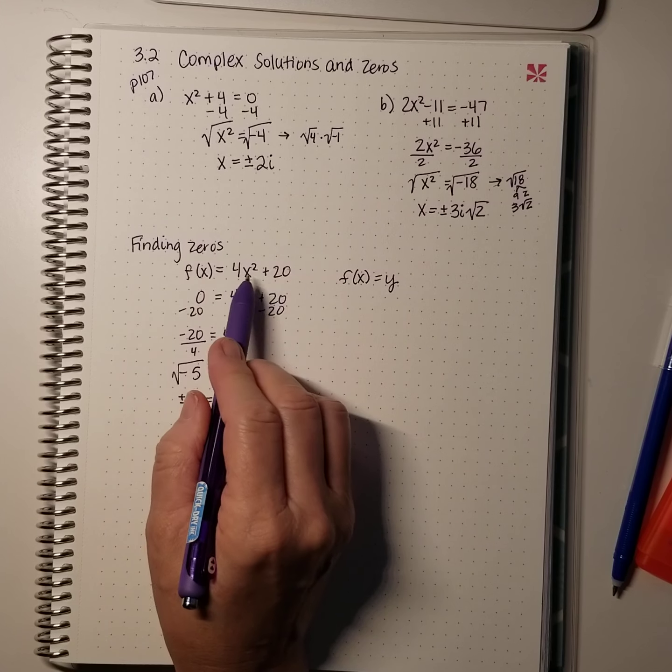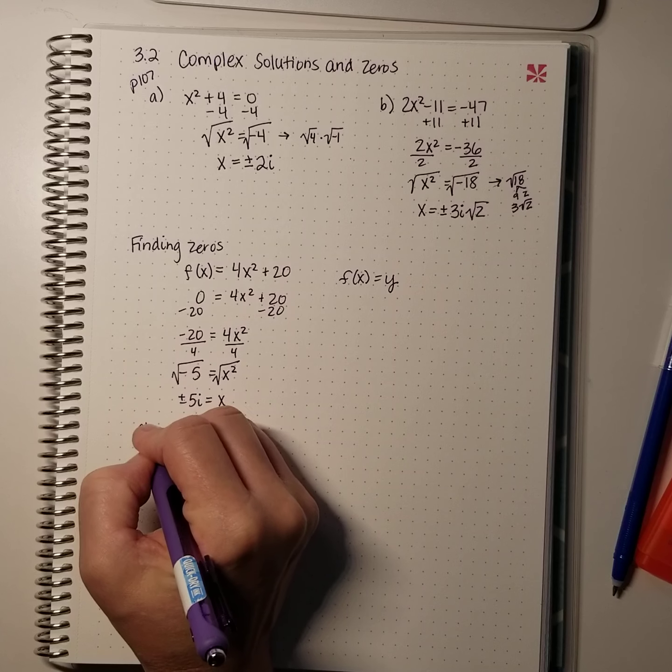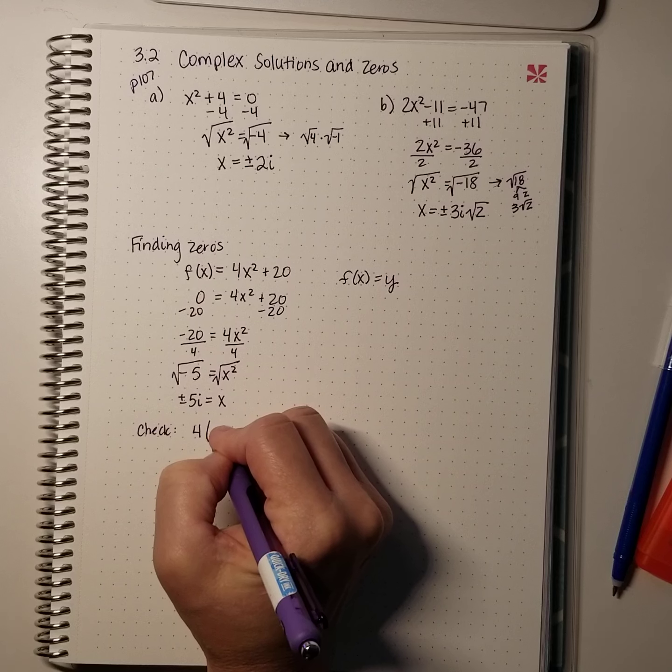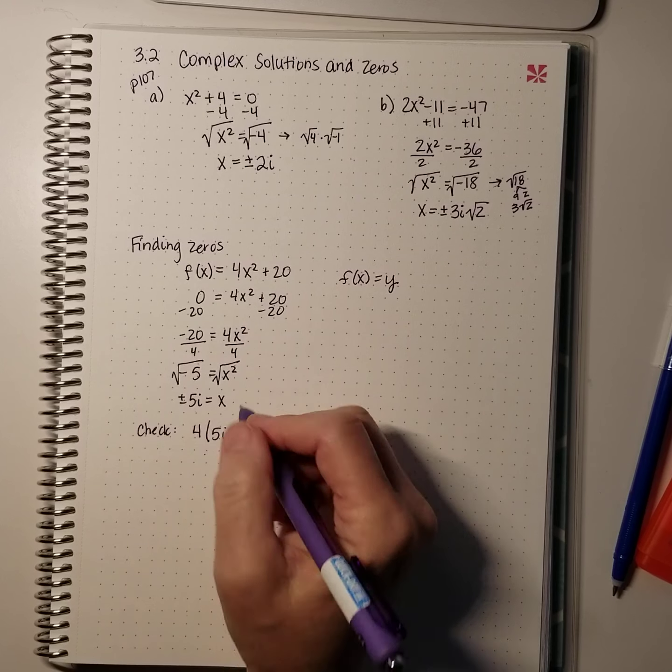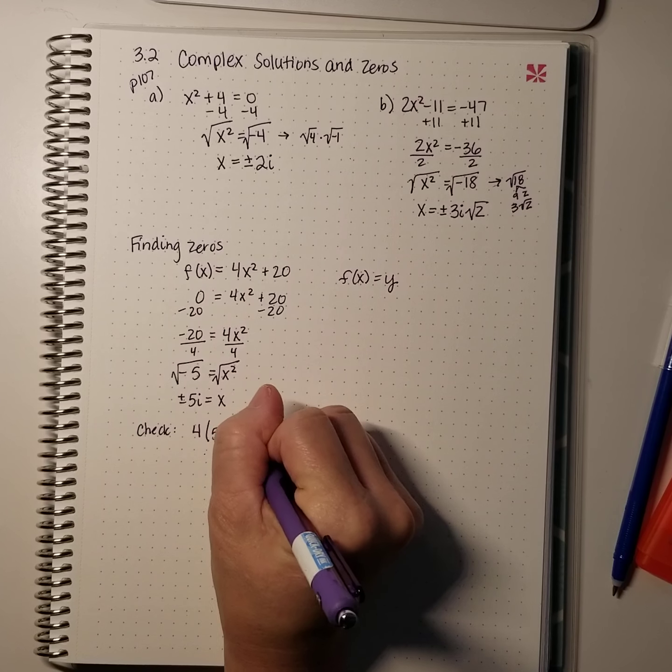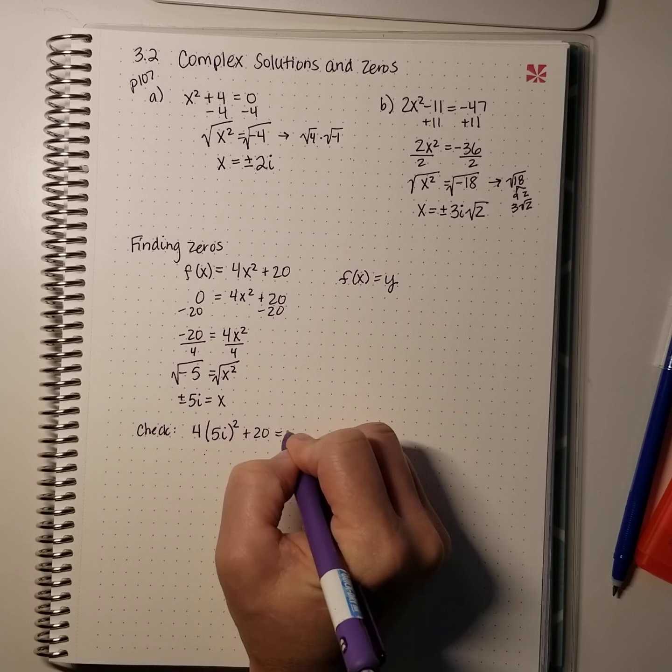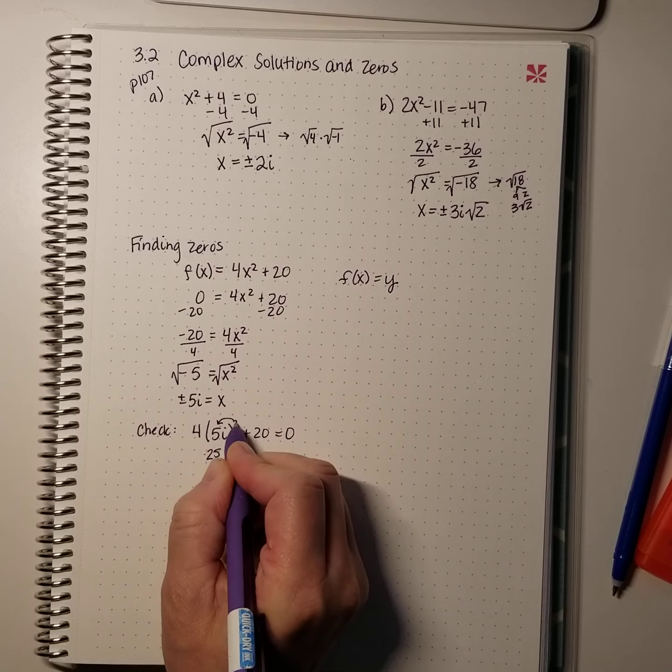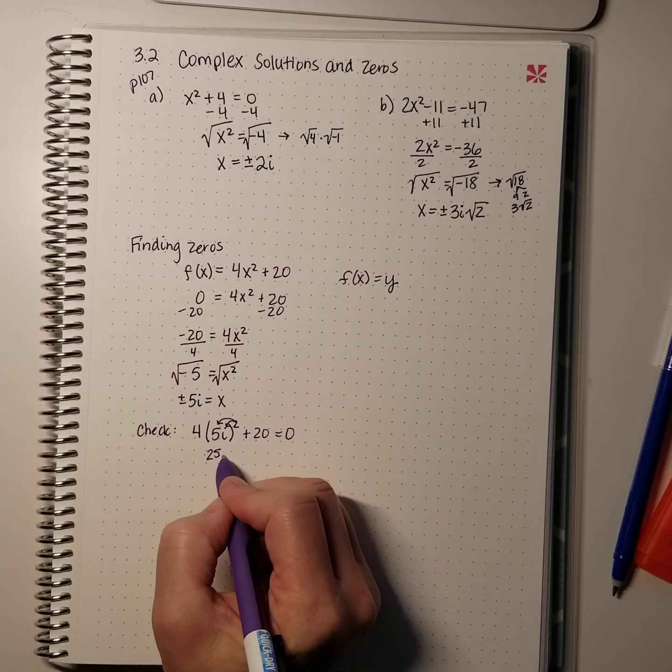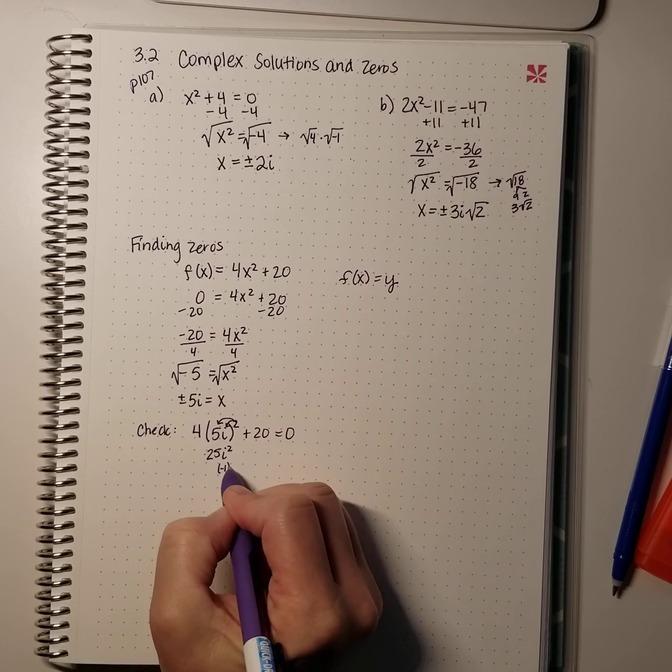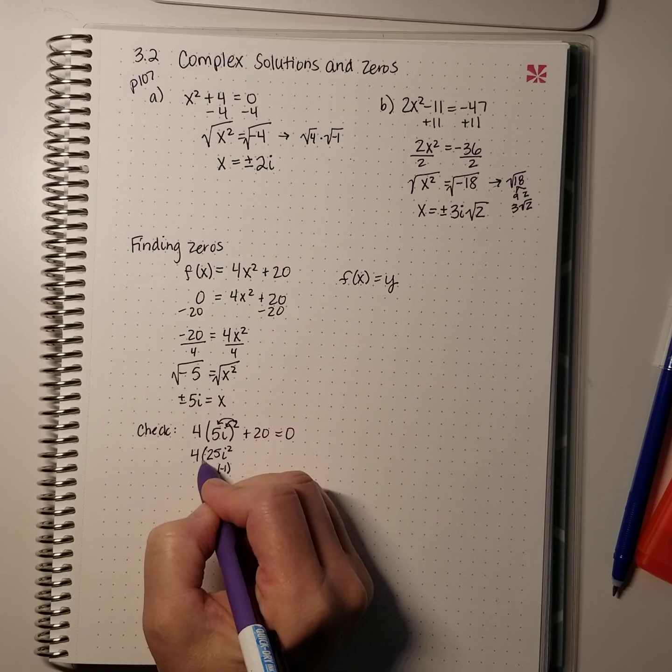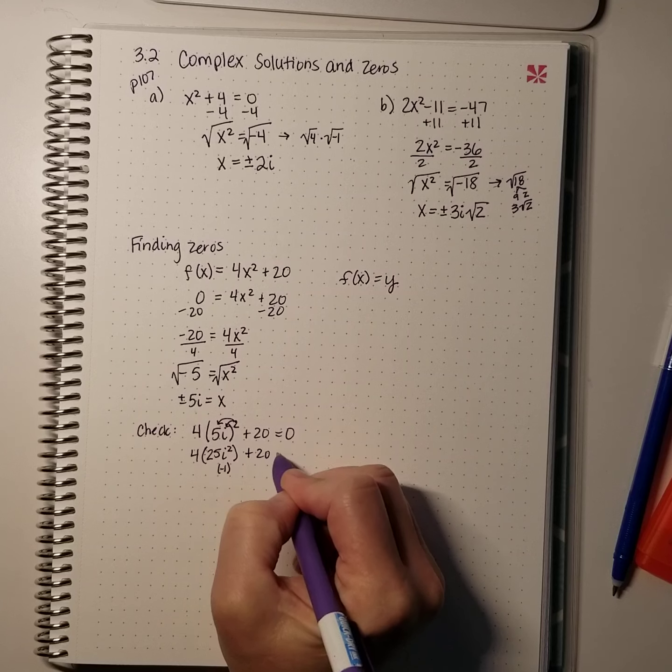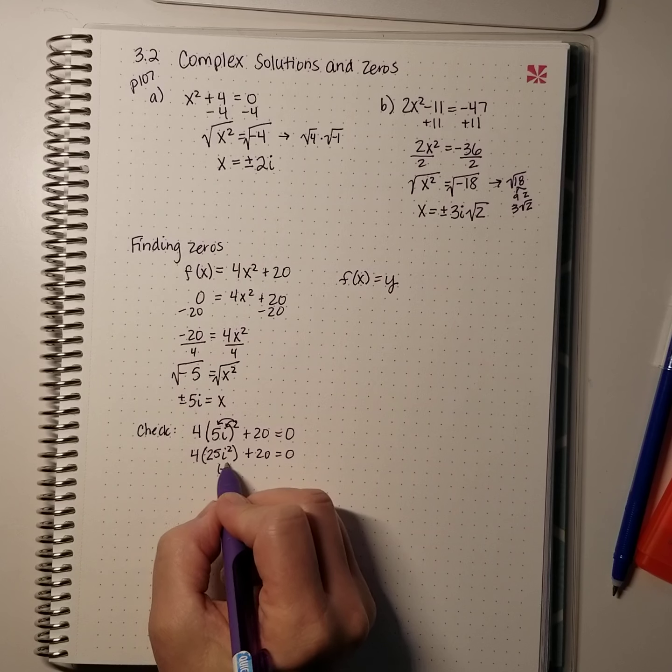You can actually plug this in and solve. So let's do that quick check. Let's do one at a time: 4 times the positive 5i squared, plus 20. Does this equal 0? We'll square the 5, that's 25. Square i, so we get i squared here. Remember, that's negative 1. So we'll have 4 times 25i squared plus 20. Does that equal 0? Let's simplify this.